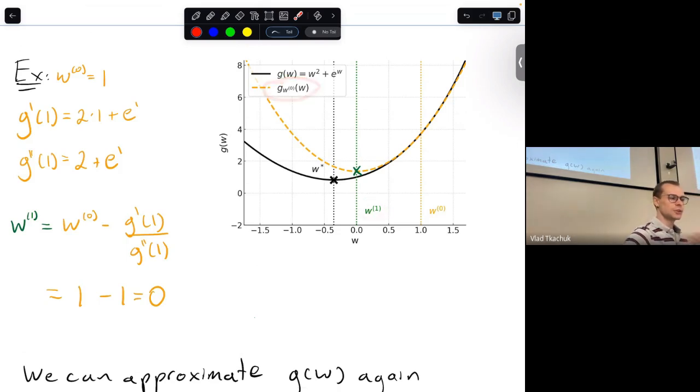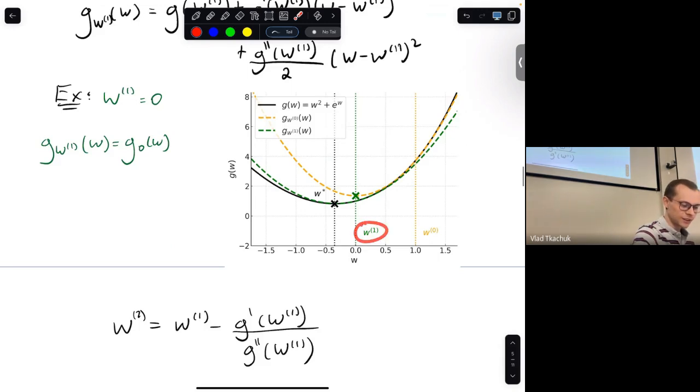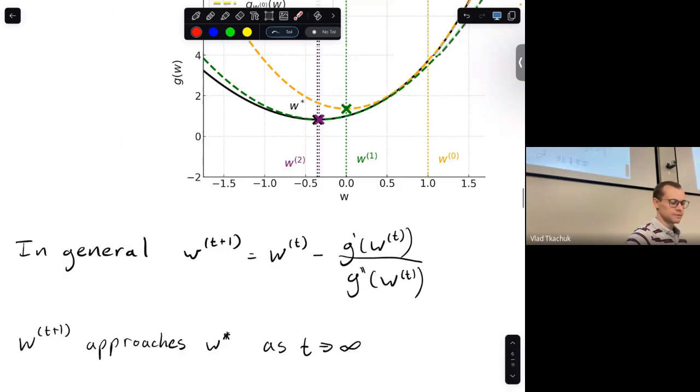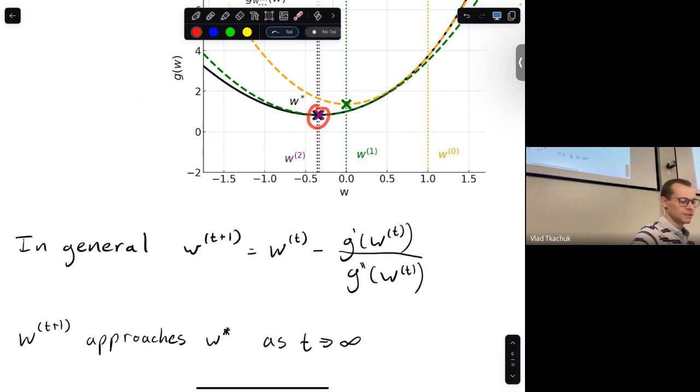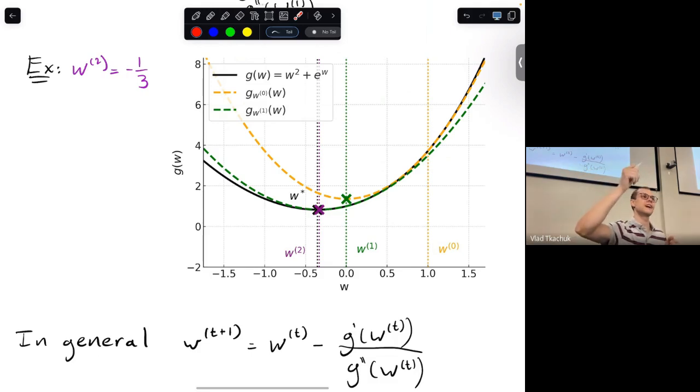Then what you do is you create a new approximation where you approximate at W1. So this green thing is your quadratic approximation at W1. This thing is good around W1. And then W2 is just the minimum of the approximation at W1. So you're doing this iterative thing where you're finding the minimum of one function, then using it as the approximation point of another function, and then finding the minimum of the new function, and so on and so on.